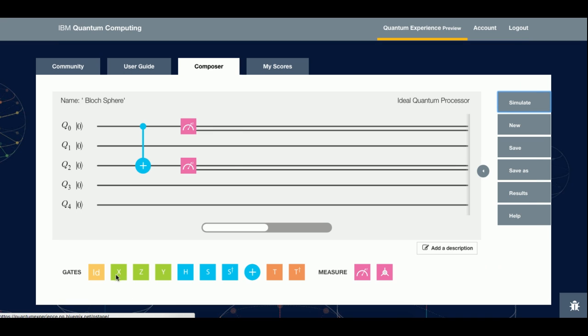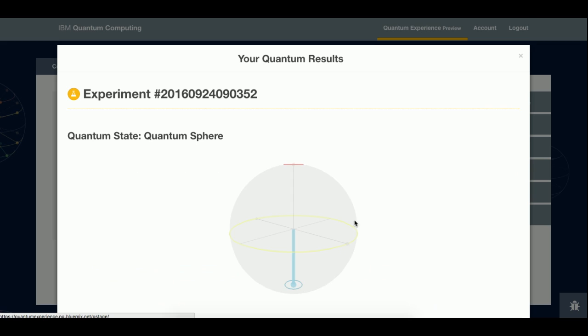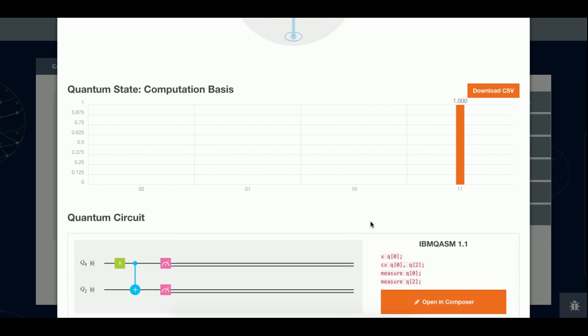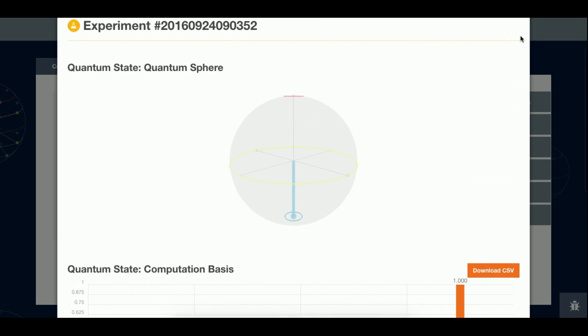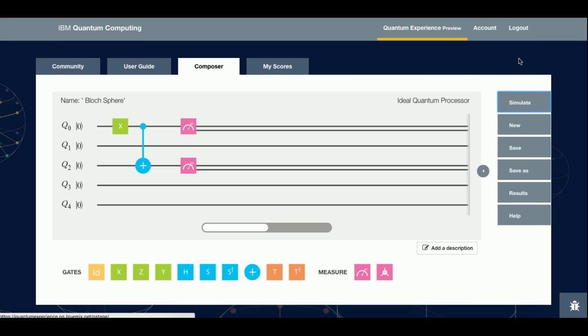Now if we were to rotate this one to be 1 instead of 0, then this would see a 1 and do an X here, which rotates that 0 to a 1. So if we look at this, we find that indeed the only thing that ever happens is 1, 1, because now we've rotated the first one to be 1, and the controlled NOT similarly rotates the second one.